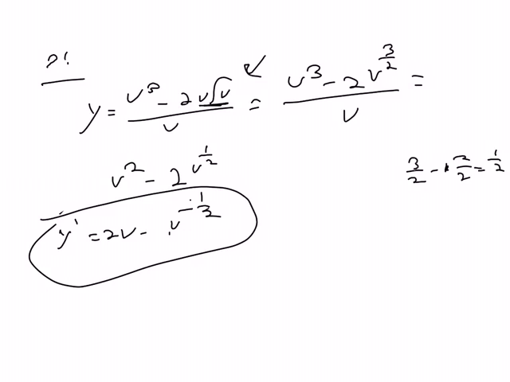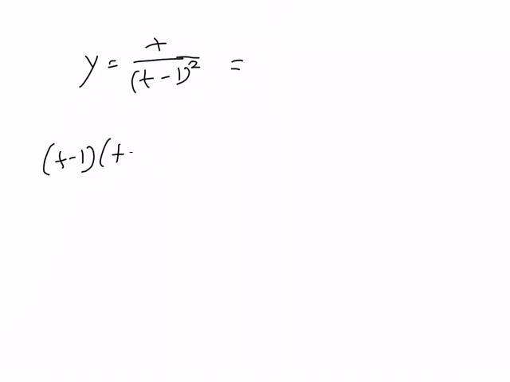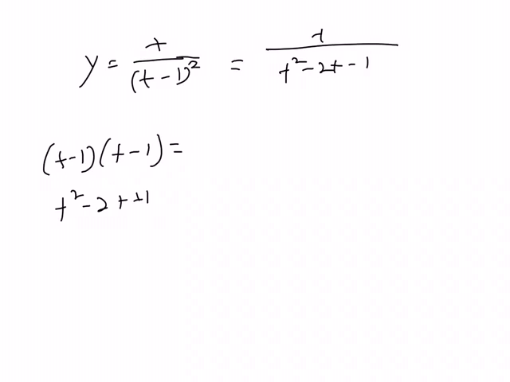So that's a nice simple solution to problem 31. Problem 32, because we can't use the chain rule since they have not taught it yet, we're going to do it just by expanding the bottom part. So t minus 1 times t minus 1 is equal to t squared minus 2t plus 1. So this is going to be t over t squared minus 2t plus 1. So now we can use the quotient rule.